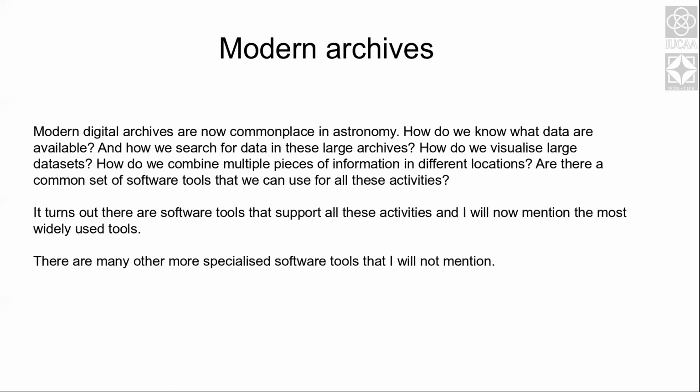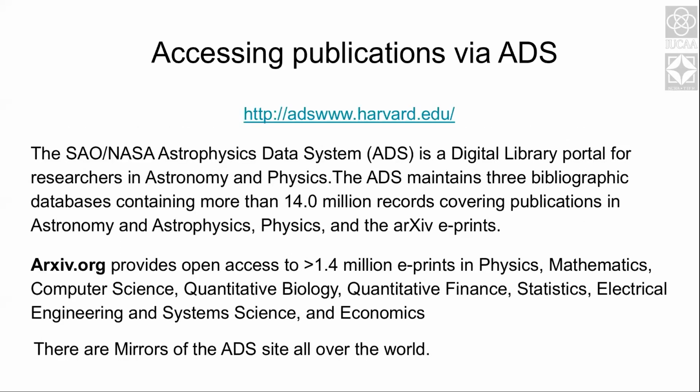It turns out that we do, and I'll now mention the most widely used tools very briefly. I must point out that there are more specialized software tools that I'm not going to mention today, but I'm sure that if you start doing research with archives, you will quickly be able to find and use those tools. So the simplest tool that one needs is access to research publications in order to find out what work has already been done in the research area that you propose to work on.